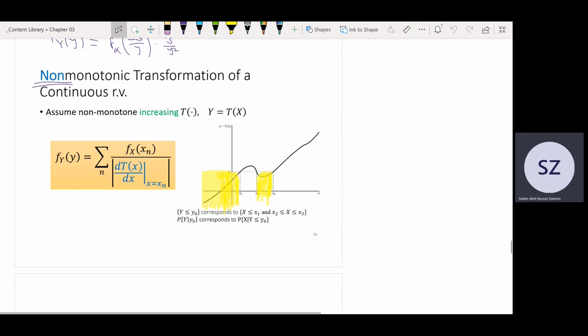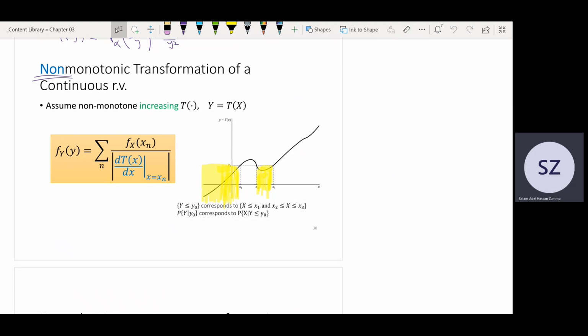Today we'll start with the non-monotonic. Now we said that we have three cases that we'll discuss in this section. Monotonic, and then non-monotonic, when the function basically goes up and down in a non-organized way. And the third one, we have the discrete value variable, and we do the transformation. So we'll do today the non-monotonic and the discrete value variable.